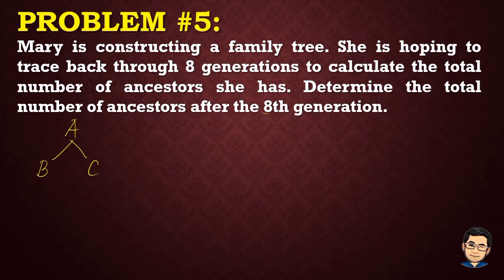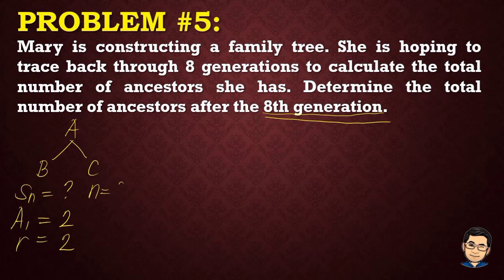So, identify natin yung mga given. S sub n is the unknown. A sub 1, that is 2. Okay? Magsisimula po kasi yung first term dun sa pangalawa, hindi po dun sa pinakauna. And then, what about r? Yung r po, that is also 2. Kasi si B, magsasanga siya ng dalawa. Same with C, dalawa din siya. And then n, that is 8, kasi 8 generation ang tinatanong.